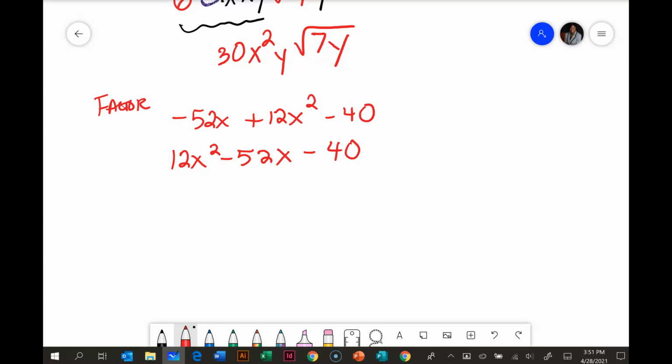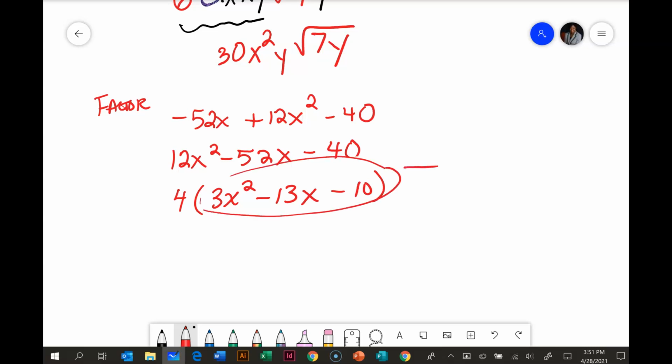Now once you see that your terms are in order, then you realize this is a trinomial and it's factorable. Notice that all of these numbers are even, so I already know I can factor out a 2. But there's actually a greater common factor. Let's try 4. Then we have 3x squared minus 13x minus 10.